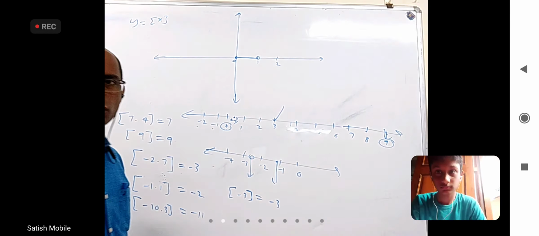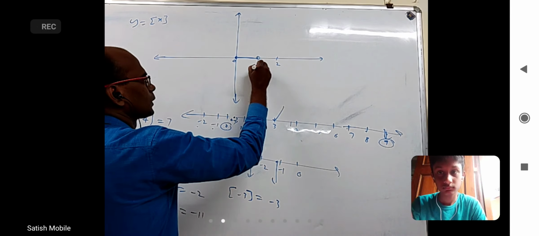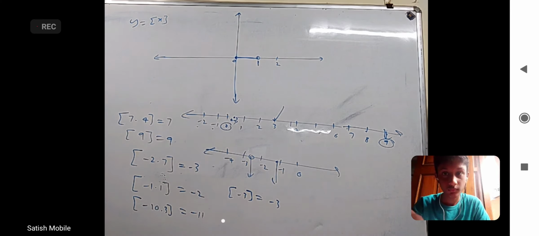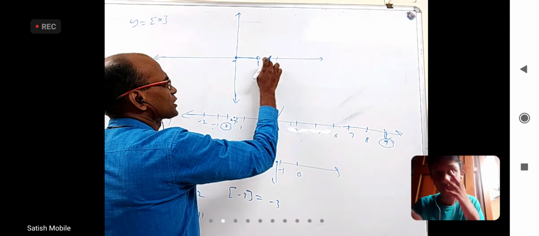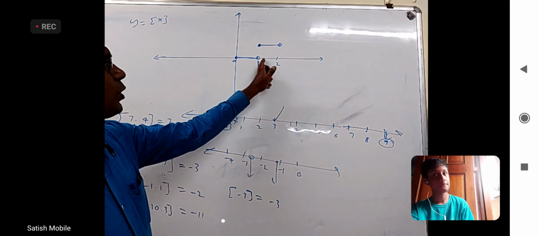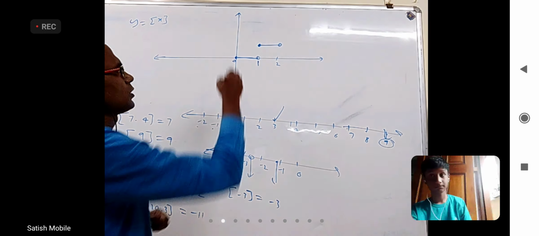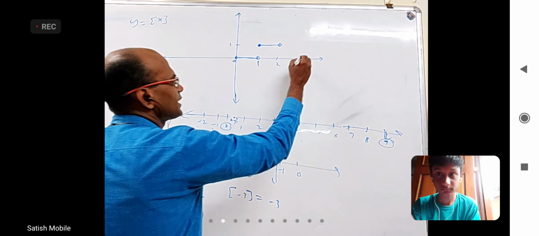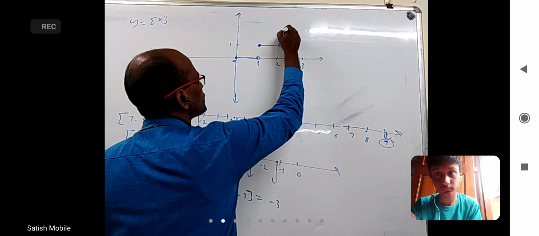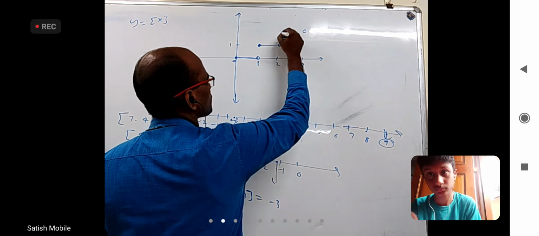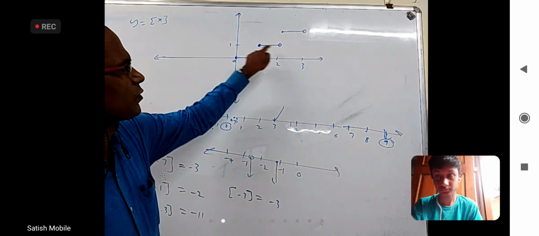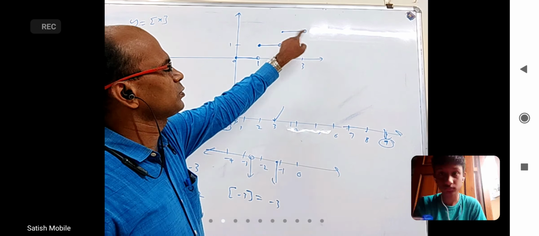You take anything between 1 and 2: 1.2 or 1.3 or 1.7 or 1.8. What is the integer part of that? 1. So for any x value between 1 and 2, you will get 1 only. So this is closed, this is open. At 1.1 also 1, at 1.2 also 1, at 1.7 also 1. You take anything between 2 and 3, 2.1, 2.3, 2.9, it is 2. So at 2 it is 2 and at 3 it is not, but between 2 and 3 everywhere it is the same. So it is everywhere 0 but not at 1. From 1 till 2 everywhere 1 but not at 2. From 2 to 3 everywhere 2 but not at 3.